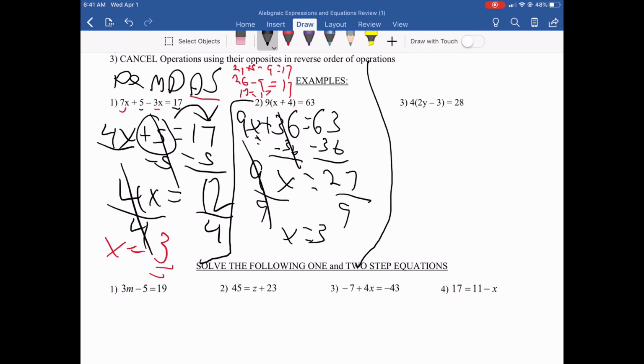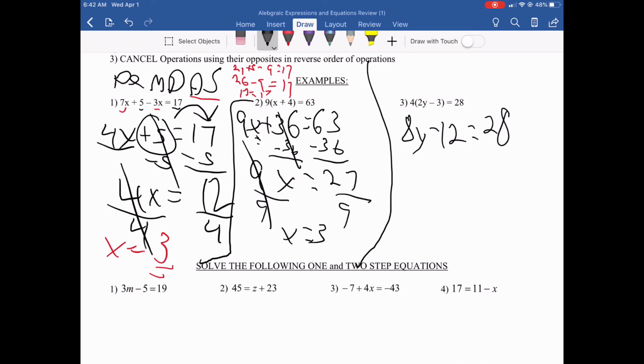Order of operations. Remember, PEMDAS. We cannot add what's inside the parentheses. No exponent, because we're going to do multiplication. Excuse me. It's early. 4 times 2x, 8x. 4 times negative 3 is going to give you negative 12. Equals 28.